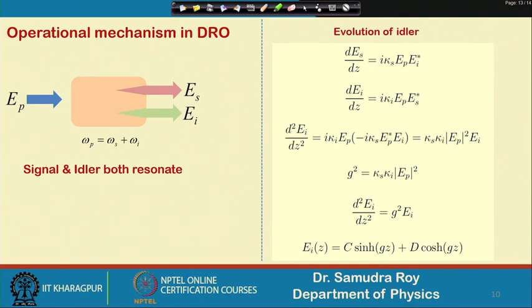After having the solution for E_s, we can readily find out the solution of E_i, and there are two ways to find out. One way is to directly solve this equation, because E_s at z is known. I just put E_s in and then integrate and I find E_i. That is one procedure. Another procedure is the one we just followed to calculate E_s. The procedure is the same. Only thing is, instead of making a derivative for E_s, I will make a derivative of E_i. So, when you make a derivative of E_i, these two derivatives give me i kappa_i E_p and this derivative, and this is the derivative for that.